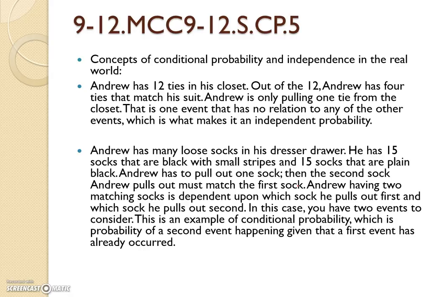Andrew has many loose socks in his dresser drawer. He has 15 socks that are black with small stripes, and 15 socks that are plain black. Andrew has to pull out 1 sock, and then the second sock Andrew pulls out must match the first sock. Andrew having 2 matching socks is dependent upon which sock he pulls out first, and which sock he pulls out second. In this case, you have 2 events to consider. This is an example of conditional probability, which is the probability of a second event happening, given that a first event has already occurred.